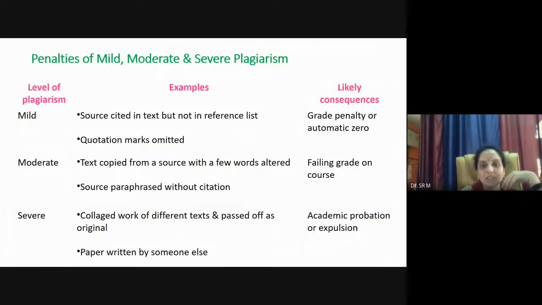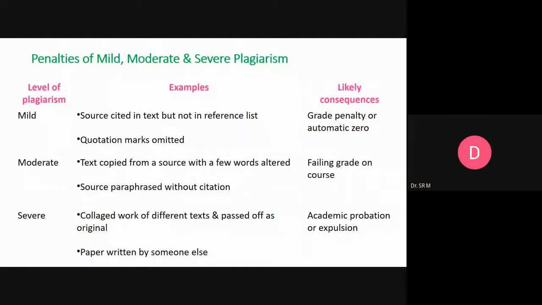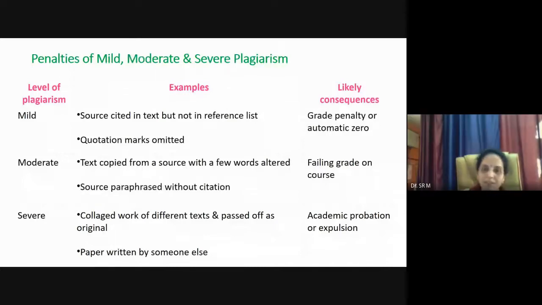Mild academic dishonesty includes faking illness to skip a class, saying I have stomach pain or fever. Or I ask my classmate for notes for the class I did not attend. Or I try to collaborate with others. Or I delegate my friend to work on my assignment. Or citing a source that I haven't actually read. Or while writing an article, a source is cited in the text but is not in the reference list. Or you have just omitted the quotation marks. All this comes under mild academic dishonesty, and the consequences could be a grade penalty or an automatic zero.